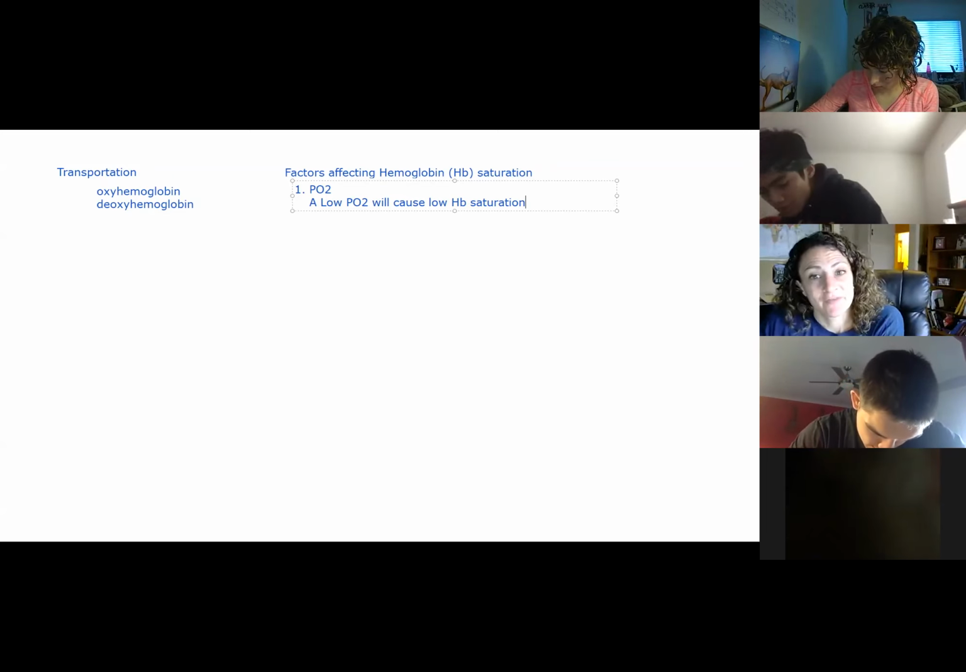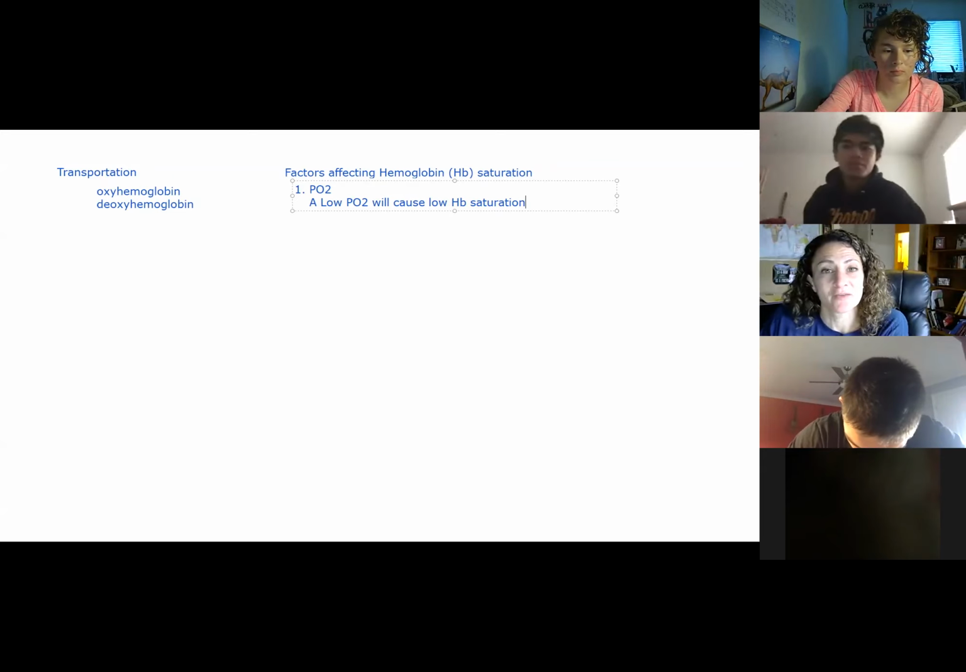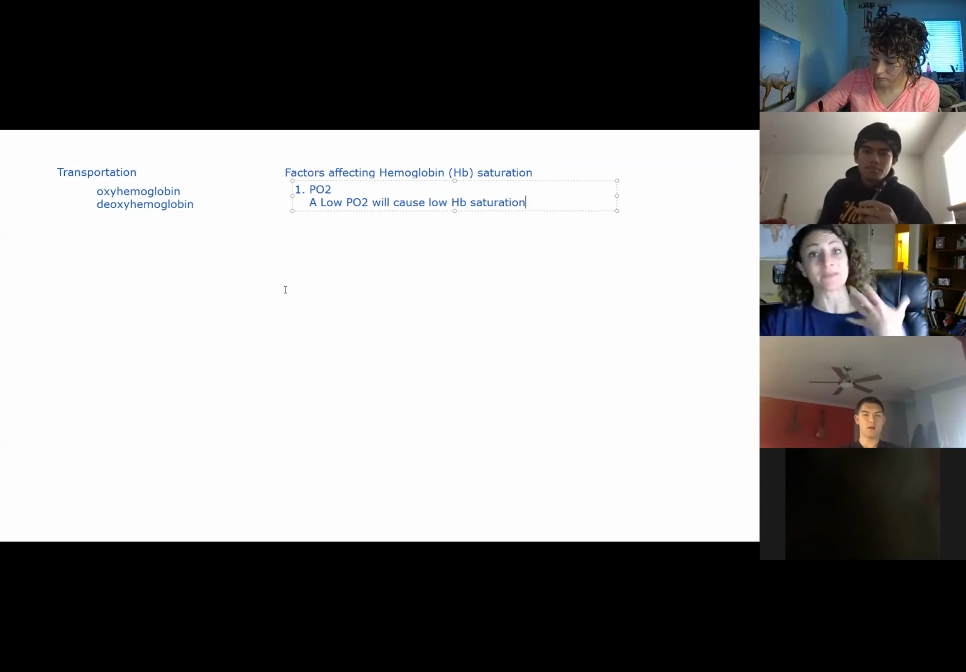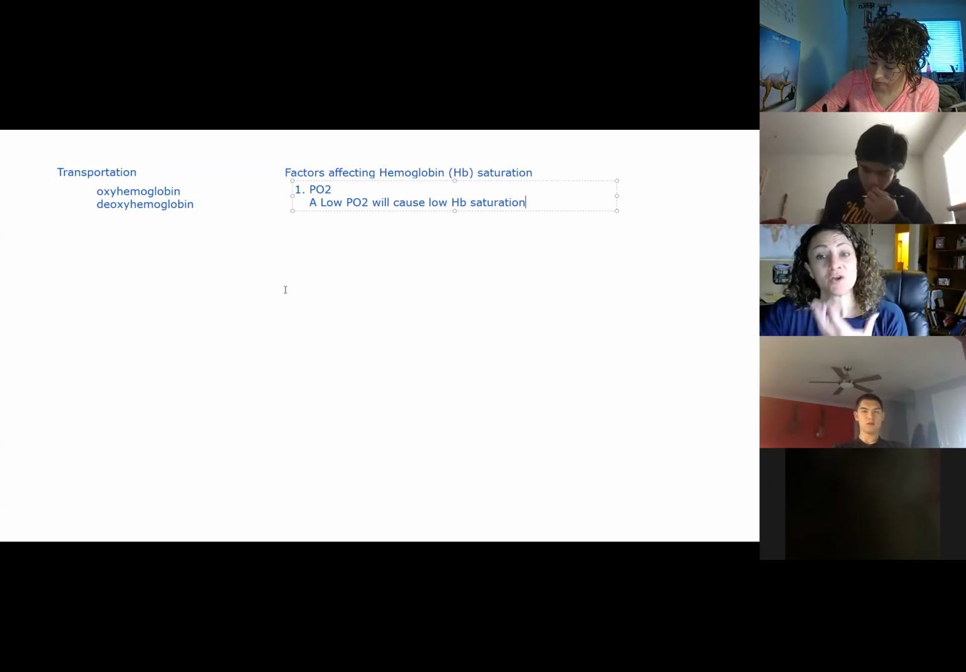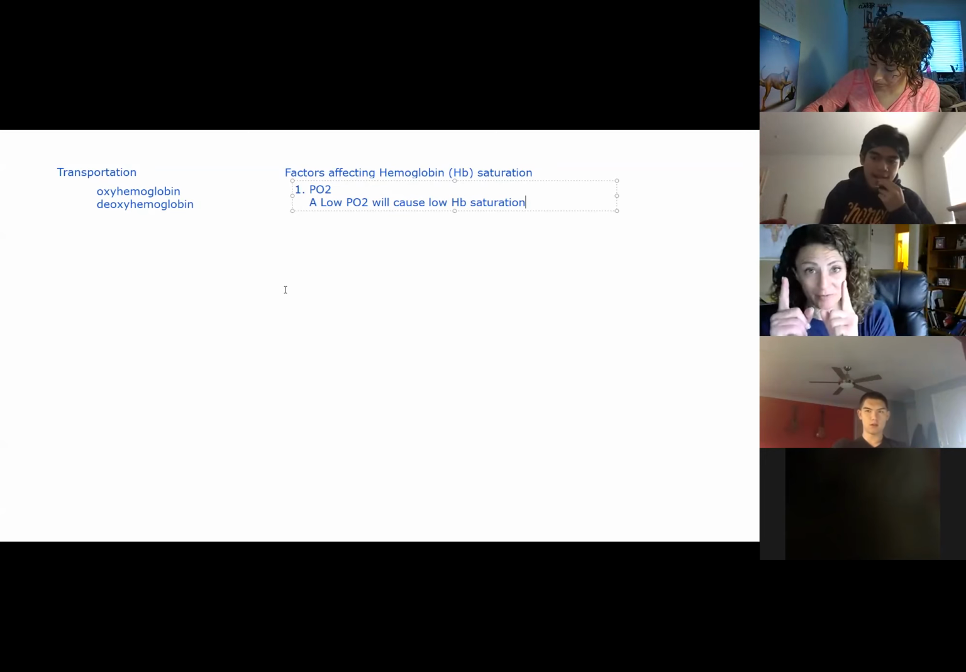Let's think about that for a second. Where would partial pressure of oxygen be high? In the lungs or in the exercising muscle? In the lungs. We're breathing in the oxygen. There's a lot of oxygen there. So in the lungs, a high PO2 will cause high hemoglobin saturation, which means hemoglobin is going to hold on to the oxygen, which is exactly what we want to happen in the lungs.